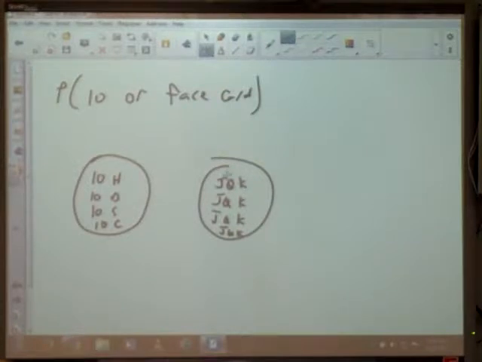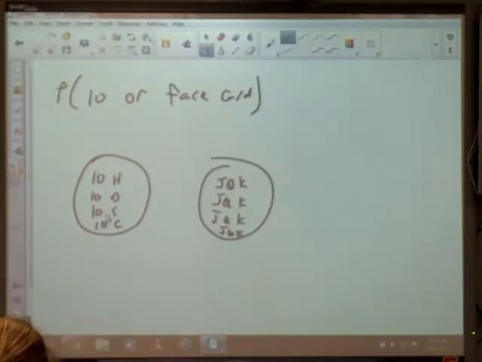So that actually means that we've got a Jack of Hearts, a Queen of Hearts, a King of Hearts, a Jack of Diamonds, a Queen of Diamonds, a King of Diamonds, a Jack of Spades, a Queen of Spades, a King of Spades, Jack of Clubs, Queen of Clubs, and a King of Clubs. All right, so I'm looking for the probability of a 10 or a face card. So can I be in both of these circles? Can a 10 also be a face card? No. Can a face card also be a 10? No. So this is the disjointed. It's the mutually exclusive.